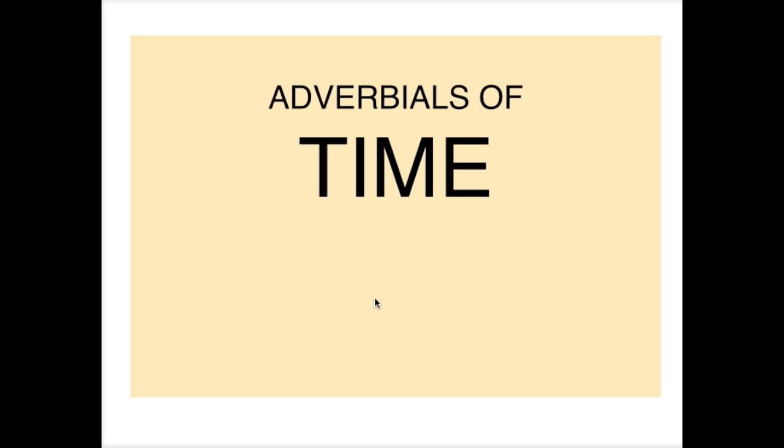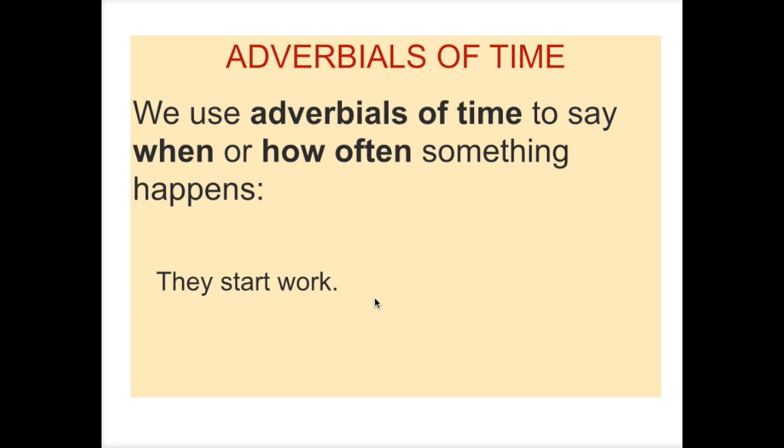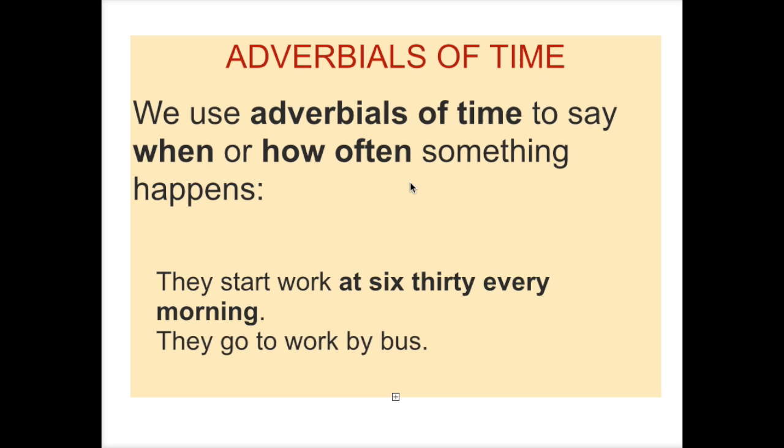Adverbials of time. We use adverbials of time to say when or how often something happens. They start work, then we add in the adverbial of time. They start work at 6:30 every morning. They go to work by bus. Add the adverbial. They usually go to work by bus. So this is the how often.